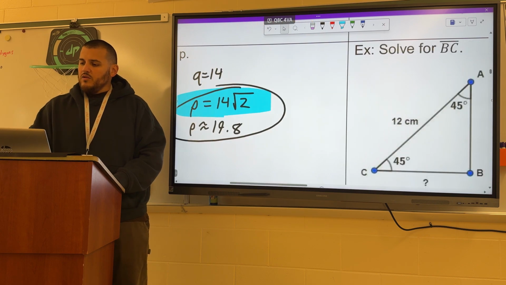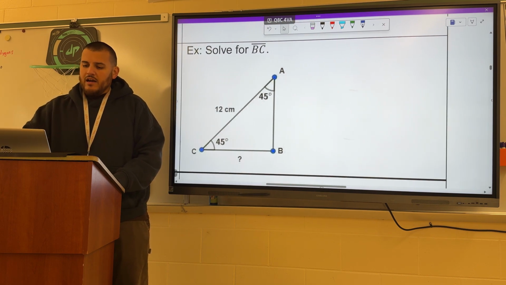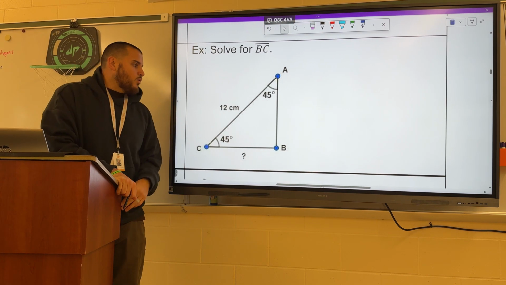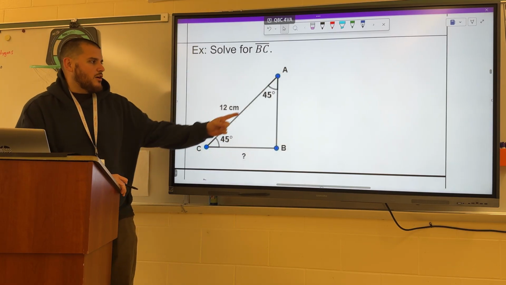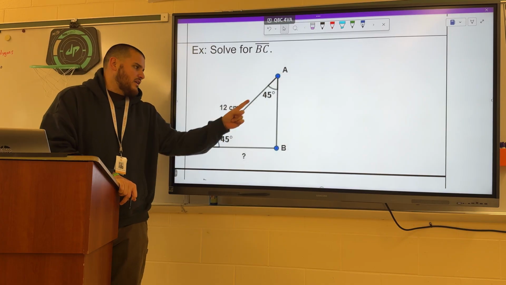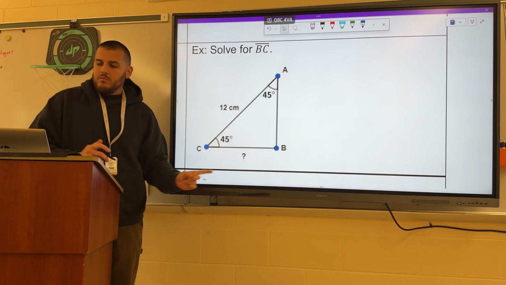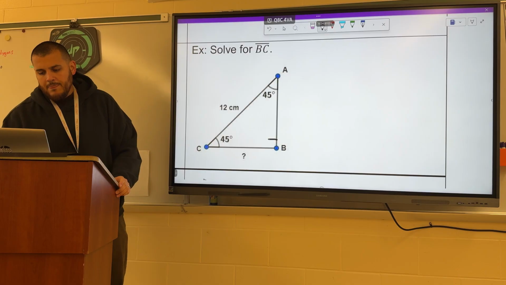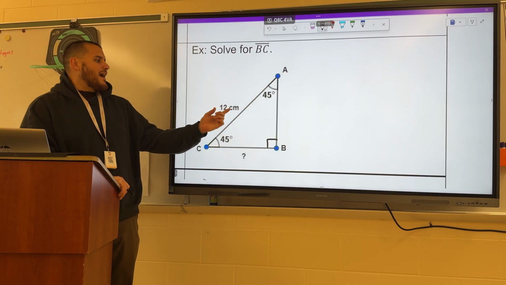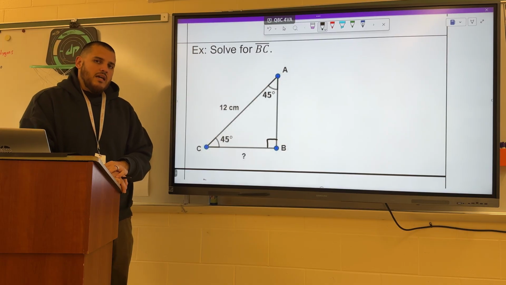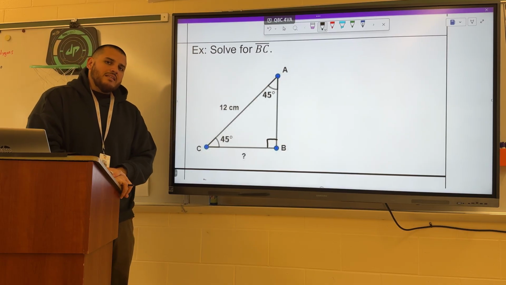Let's see if you are able to figure out this one now. Here we're given the hypotenuse of the triangle. And notice there's no right angle here, but if I have 45 and 45 already, that's 90 degrees total. That means B here has to be a right angle. So we have a 45-45-90 triangle. The hypotenuse is given to me in this case as being 12 centimeters long.